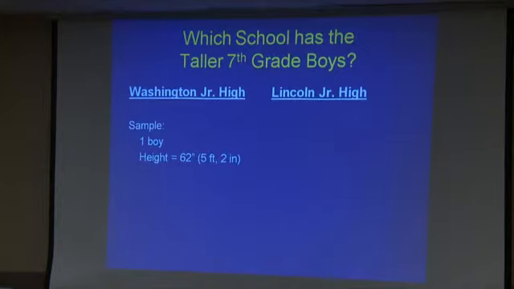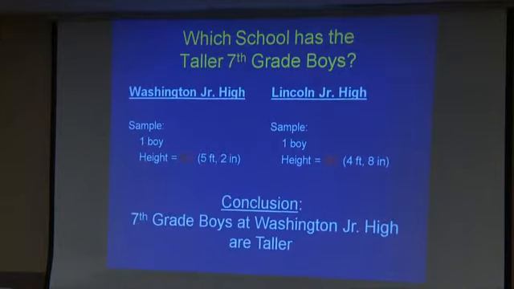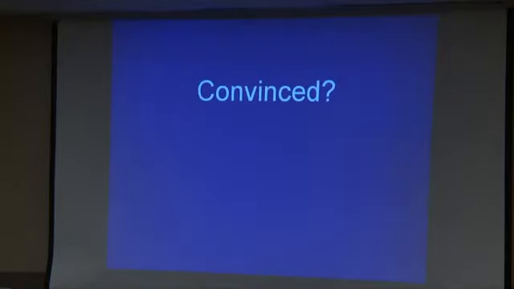Later that week, we are over at Lincoln Junior High. We do a similar thing. First boy coming out, 7th grader, we measure 56 inches or 4 foot 8 inches. So based on this, we can make a conclusion that the 7th grade boys at Washington Junior High are taller than the 7th grade boys at Lincoln Junior High. We see that 62 inches tall at Washington and 56 inches tall at Lincoln Junior High. So are you convinced? No.